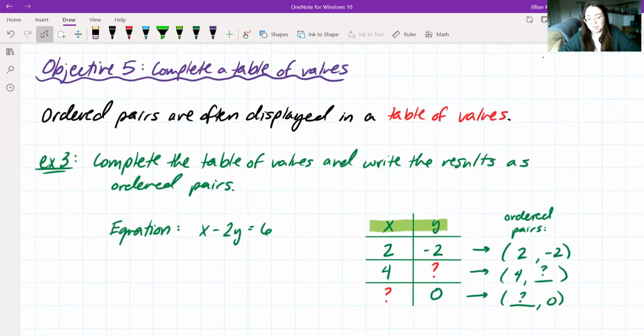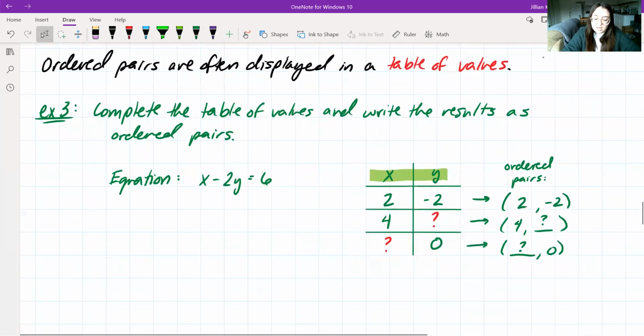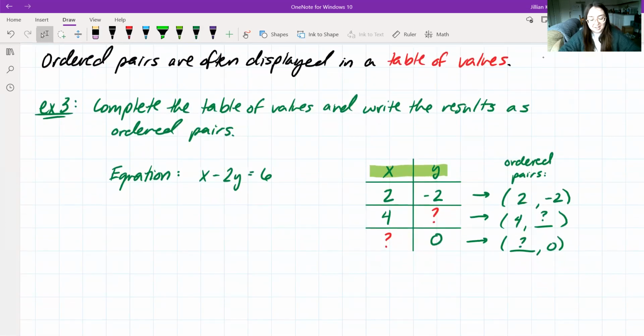Objective 5, we want to complete a table of values. So ordered pairs are often displayed in a table of values. And to put this into practice here, example 3, we want to complete the table of values and write the results as ordered pairs. So our table of values is really just another way that we're representing our ordered pairs, just another way to display them.